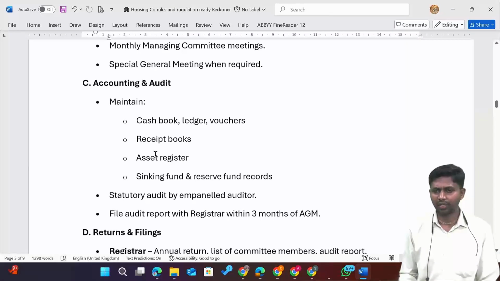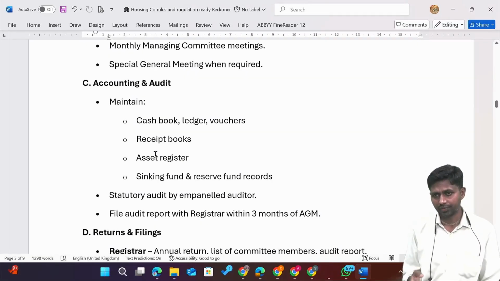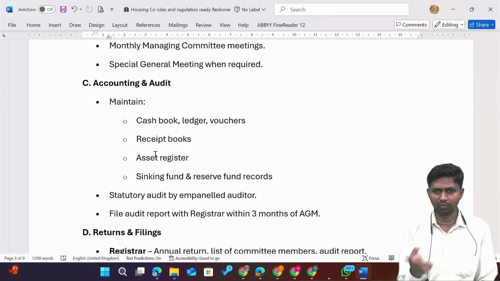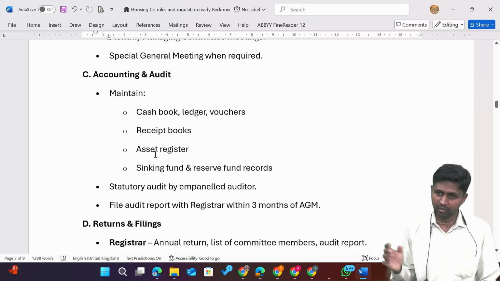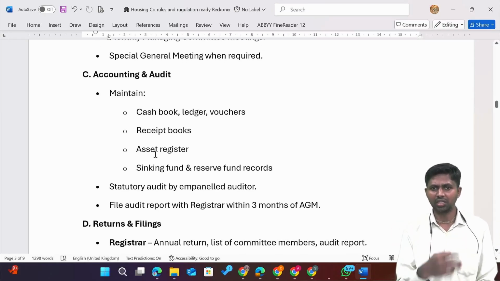Then in the accounting and audit, yes, obviously in the accounting, a cash book is necessary. Without a cash book, you cannot do the accounting actually. Ledgers and vouchers, all these are compulsory. Receipt book is required. Asset register is required.